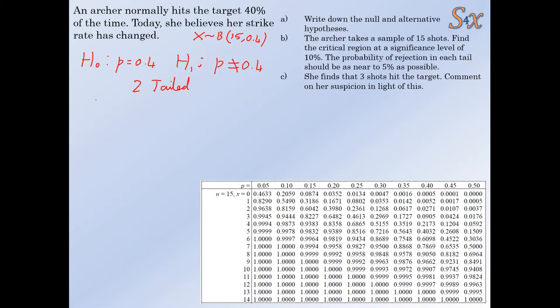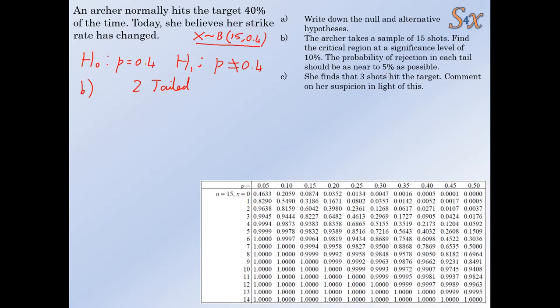Okay? Now for part B, we've got two-tail, we've written down our distribution, and we want to find, there's 15 shots, we want to find the critical region with a significance level of 10%. We've said there's going to be 5% in each tail. Remember, we have to half that significance level because we've got two critical regions. We can only have 5% in each region if we've got a 10% total significance level.